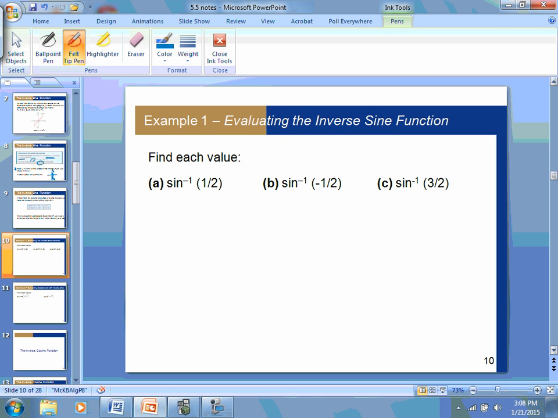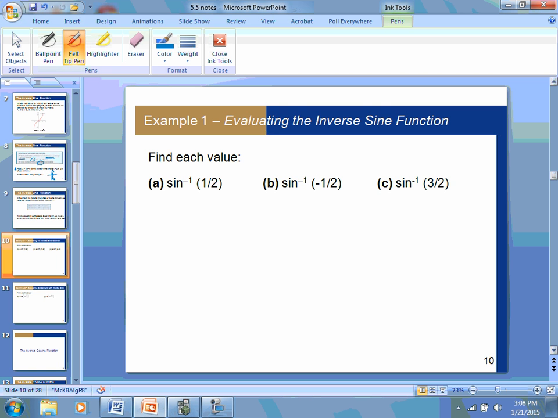Okay, so this is what your homework problems are going to look like. They're going to be written like this. They're meant to be straightforward. They're meant to be easy. Okay, but you do have to do some thinking about where your values are. Are they between negative 1 and 1? And are they between negative pi over 2 and pi over 2 for those domain and range values?